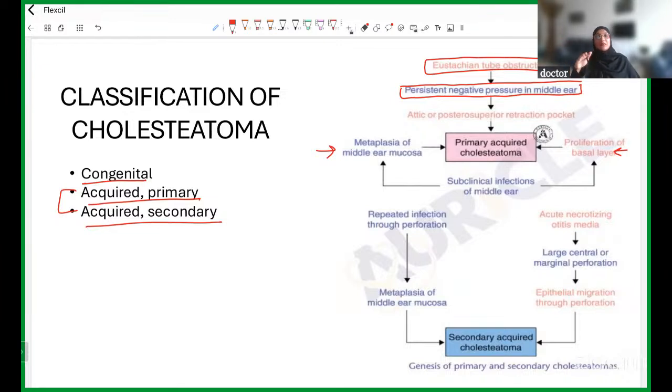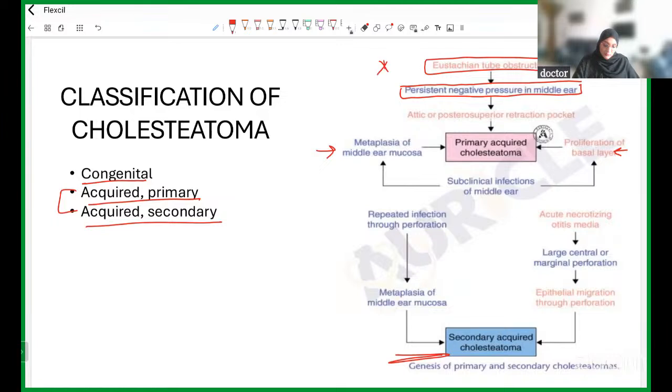Now, if the patient comes to you with repeated infection through perforation, let's say he had an acute otitis media that has developed into recurrent otitis media, this is called repeated infection through perforation. You can assume it can be metaplasia of middle ear mucosa. Now if the metaplasia is because of repeated infection through perforation, that becomes a secondary acquired cholesteatoma. Or if it is an acute necrotizing otitis media, we have already covered this topic in the previous class, there will be a large either central or peripheral perforation of the tympanic membrane. Now, what will happen? The epithelium will migrate through that perforation and enter into the middle ear. Now, this again will cause a secondary acquired cholesteatoma.